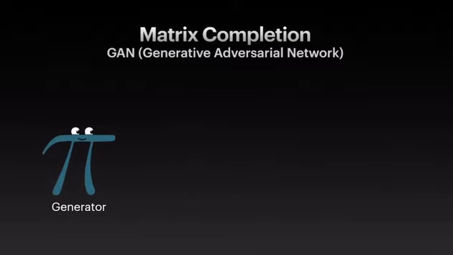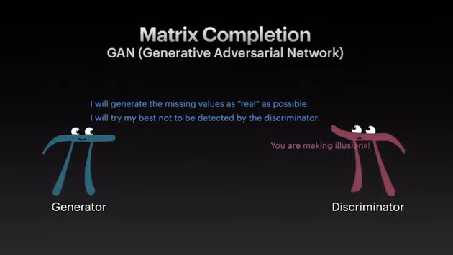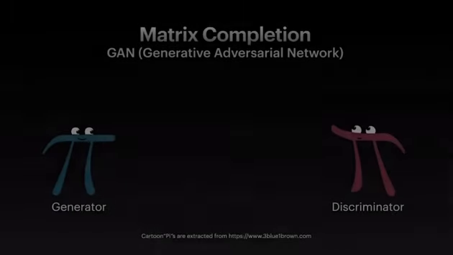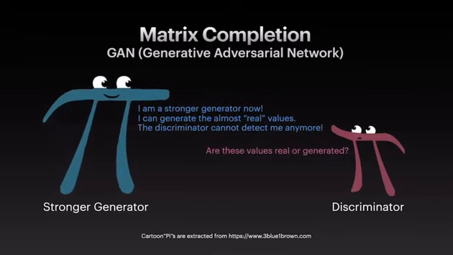For a GAN, we have two parts. One is a generator. It will generate the missing values as real as possible. And we also have a discriminator, which will detect the values generated by the generator. After training for many epochs, we will get a stronger generator, which can generate almost real values that the discriminator cannot detect anymore. And we will finish our training when the generator and the discriminator reach a Nash equilibrium or reach the max epochs.